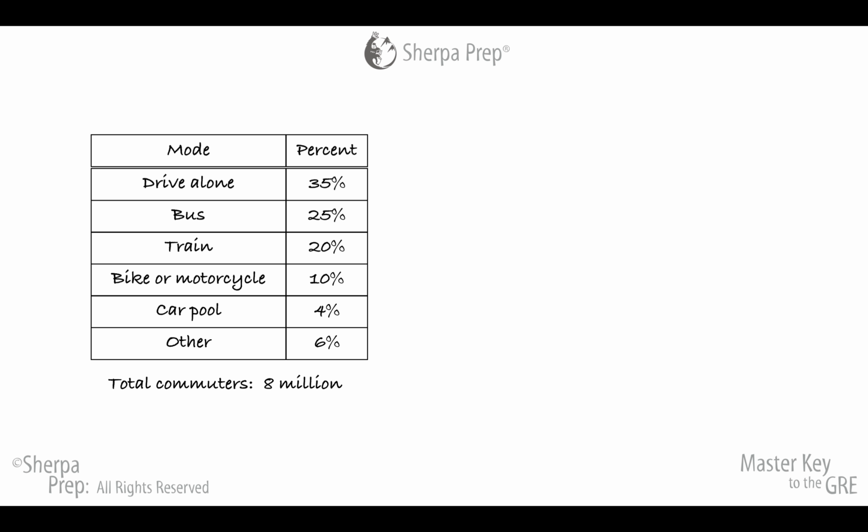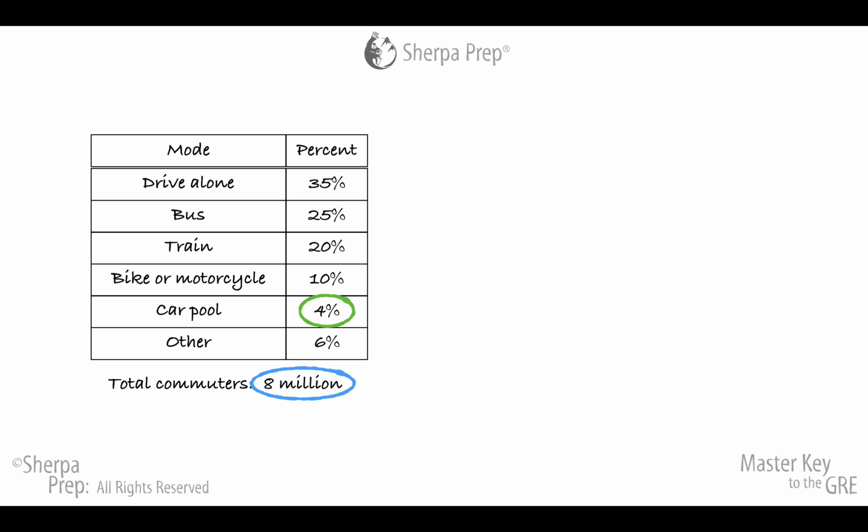Let's take this one step at a time. To start, we're going to need to get the total number of people who use carpools as their primary mode of transportation. And when we look at our graph, we can see that amount should be 4% of the total population. So if the total population is 8 million, we simply need to get 4% of 8 million.